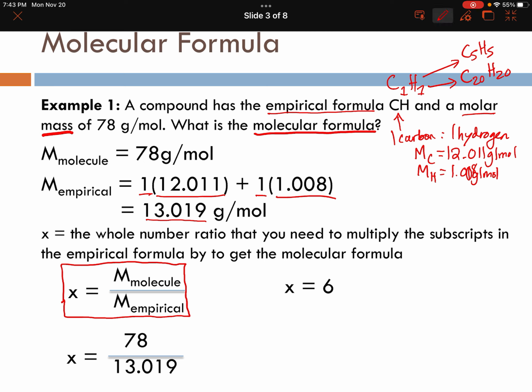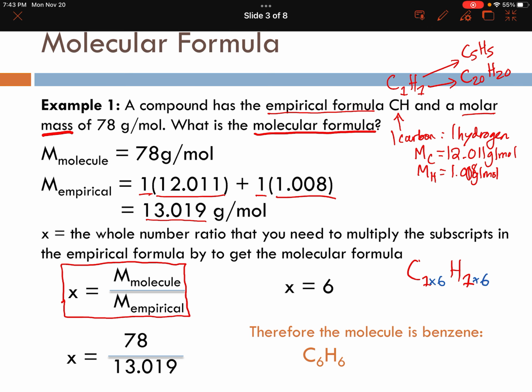It means I'm going to take my empirical formula, C1H1, and I'm going to multiply each of those subscripts by 6. That's the thing that I scale it up by. That actually gives me a compound called benzene, which is C6H6. So that's what I have here.